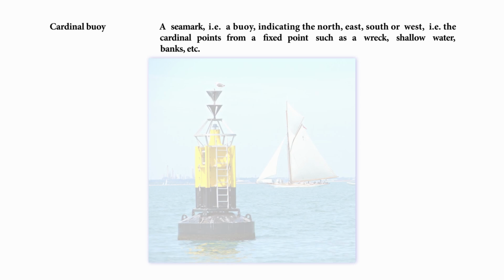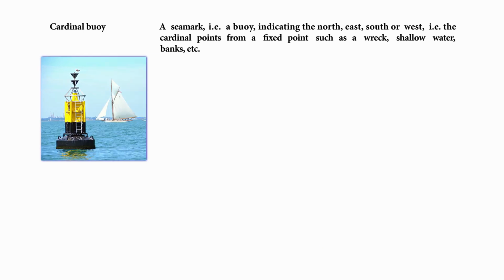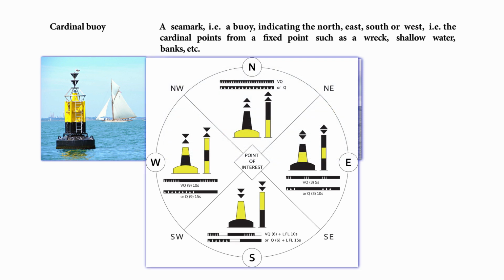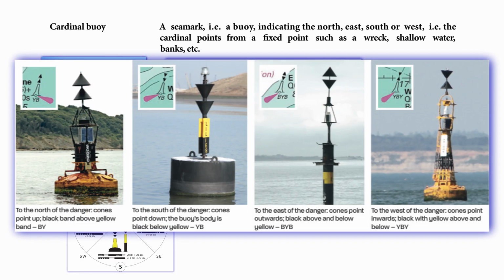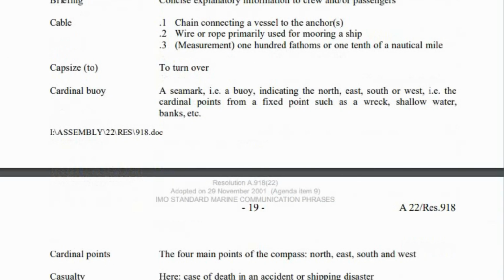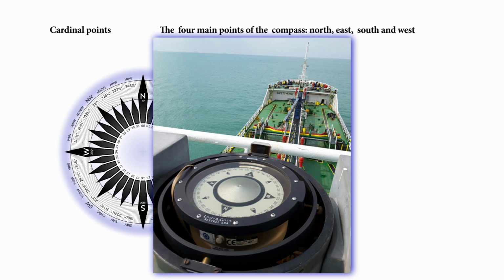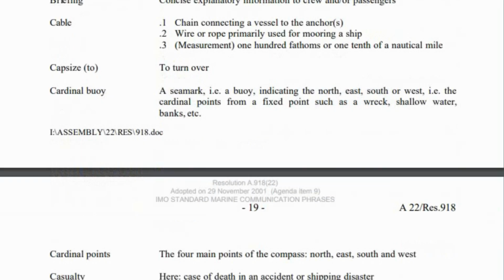Next, cardinal buoy: this is a sea mark, a buoy indicating the north, east, south or west, that is the cardinal points from a fixed point such as a wreck, shallow water, banks. Cardinal points: these are the 4 main points of the compass: north, east, south and west.